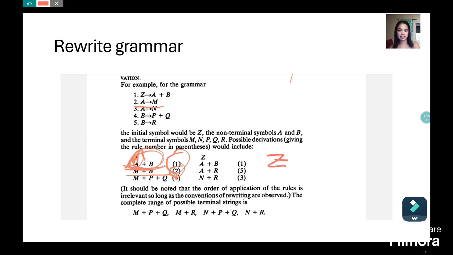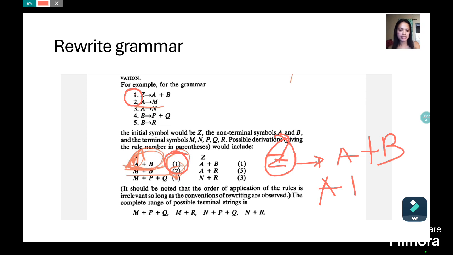Again, Z here is the initial symbol. We're going to apply rule number 1. Z replaces A plus B. So applying rule number 1, we replace Z with A plus B. So here's the result of rule number 1.